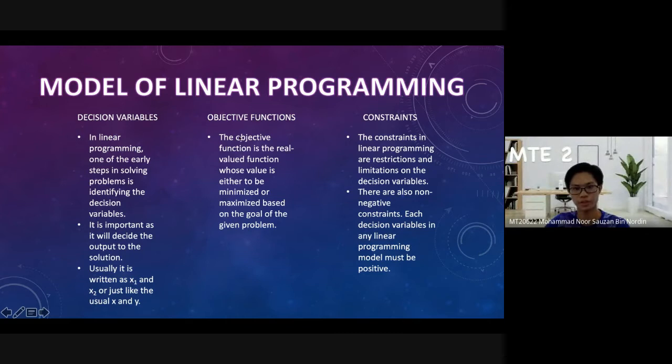Objective functions. The objective function is the real-valued function whose value is either to be minimized or maximized based on the goal of the given problem. Constraints. The constraints in linear programming are restrictions and limitations on the decision variables. There are also non-negative constraints. Each decision variable in any linear programming model must be positive.